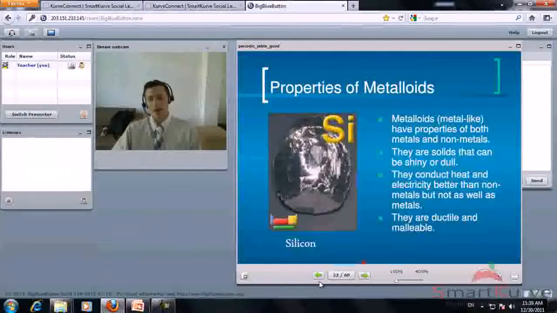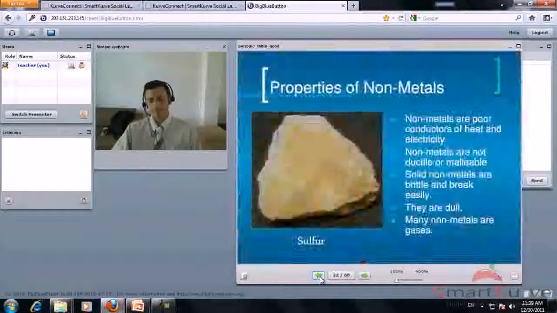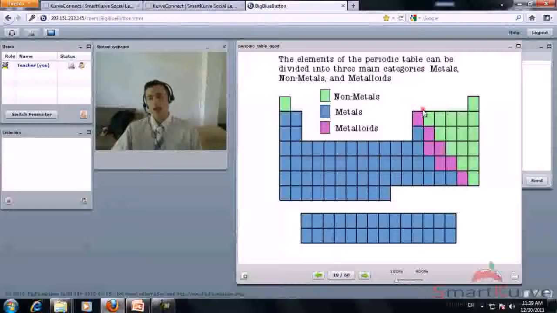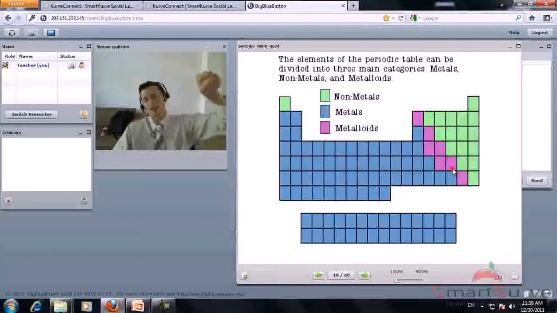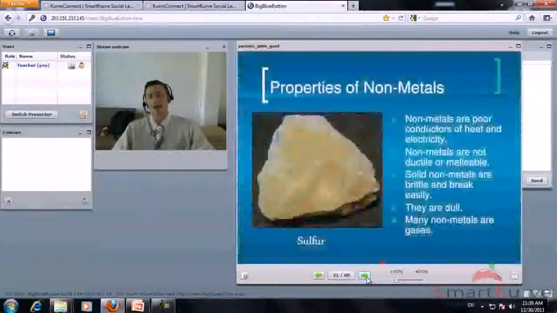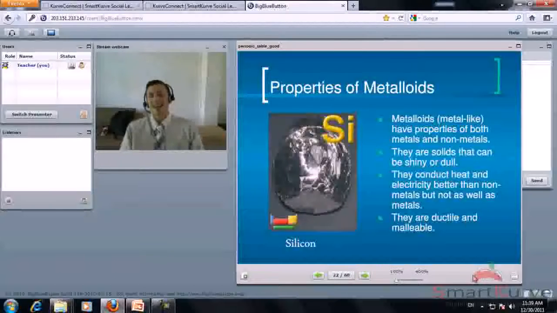Metalloids. Now the metalloids, these are the purple elements that make what looks like a flight of stairs going up the periodic table. You can see that easily on slide 19. The purple stairs are your metalloids. These are kind of in between the metals and the nonmetals. They have some properties like metals, some properties like nonmetals.